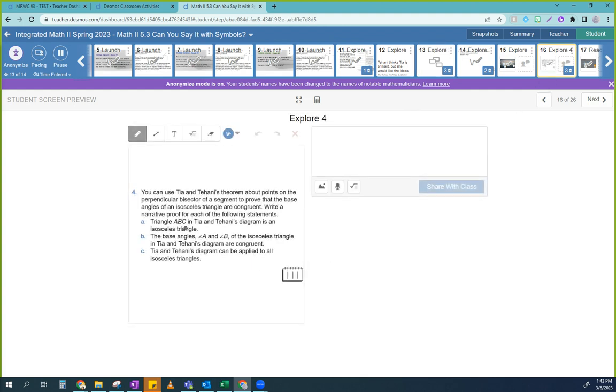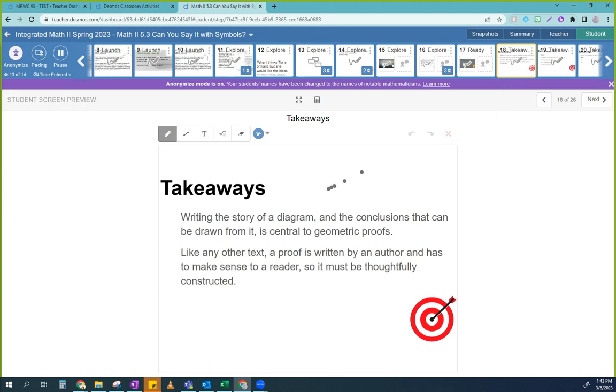It says, so this is one that I want you to practice on your own, and that's pretty much all we're going to do today. So I'm going to go over takeaways, and then we're just going to call it a day. I'm going to have you guys start looking at your exit ticket and homework, and then I'm going to make sure that you guys are ready.